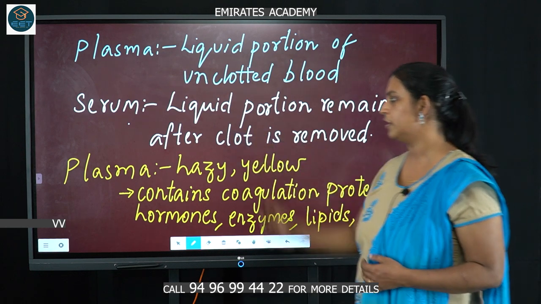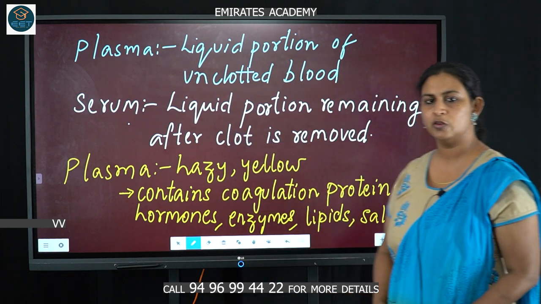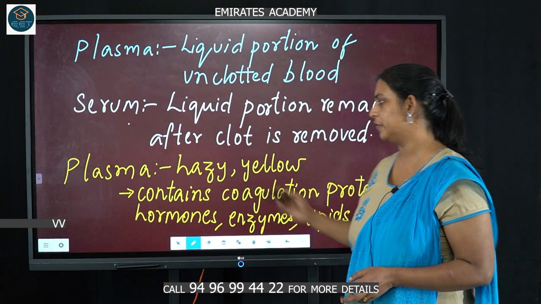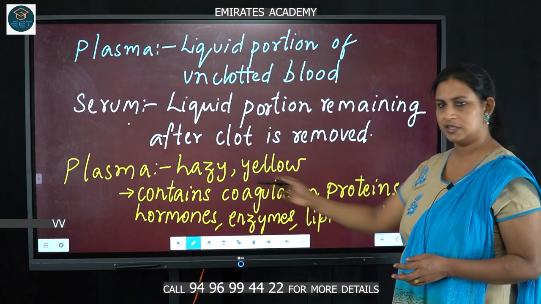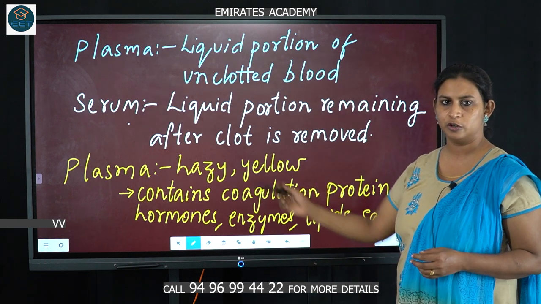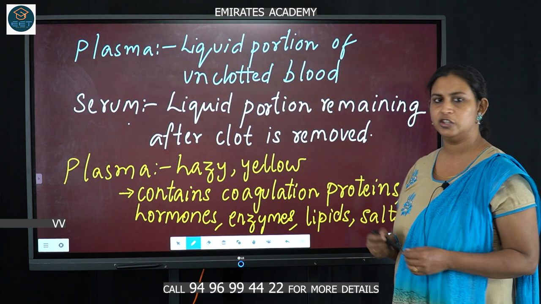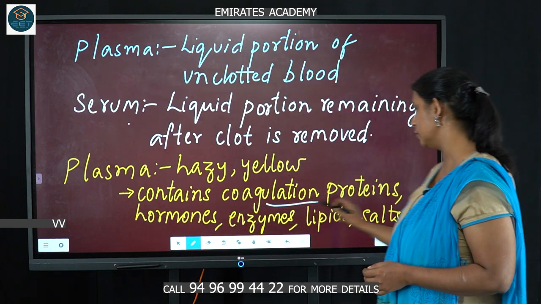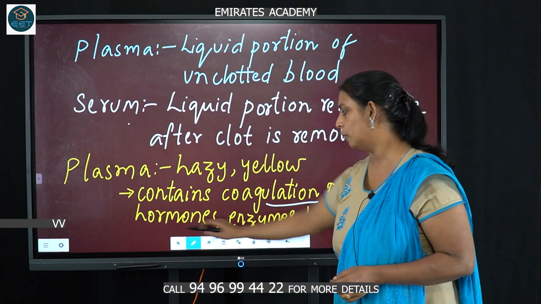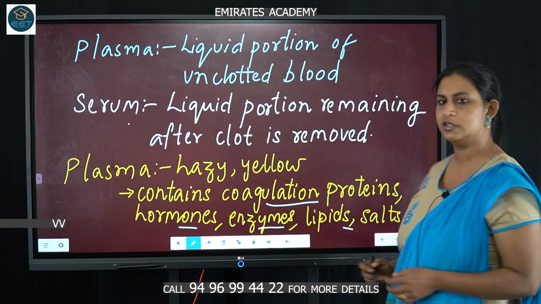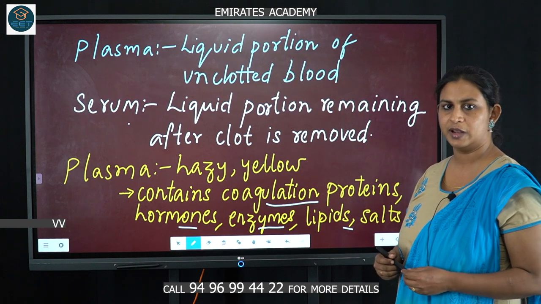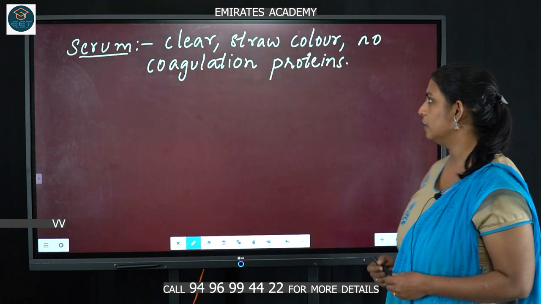Now, if we physically examine the plasma, it would be hazy. It's not a clear fluid. It's hazy and it is yellow in color. Now, what does it contain? It contains coagulation proteins. It has hormones, enzymes, lipids, salts, and it has around 90% water. So that's the plasma.